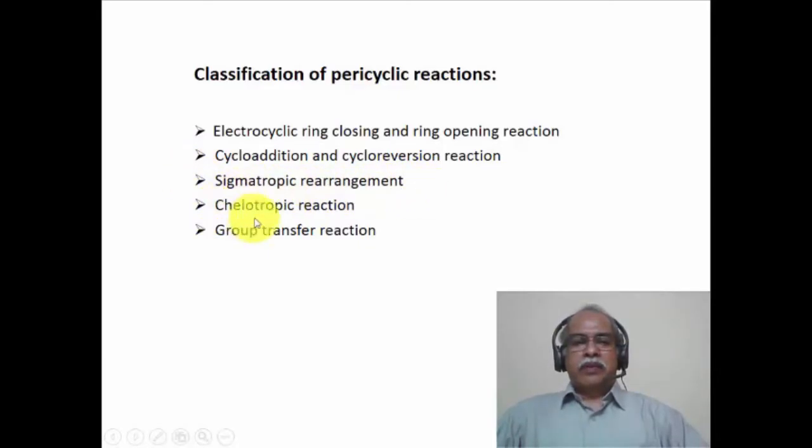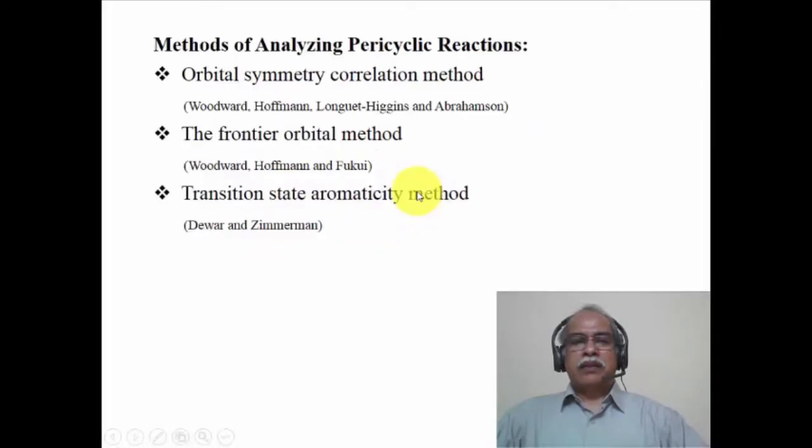The fourth kind of pericyclic reactions are the cheletropic reactions. Here small molecules like carbon monoxide, carbon dioxide, nitrogen and so on are eliminated during the course of the pericyclic reaction. And finally comes the group transfer reaction. These are reactions where, for example, a pair of hydrogen atoms are transferred in a pericyclic manner or in a concerted manner to undergo a hydrogenation reaction. We'll see some examples of the group transfer reaction towards the end of the session. We'll start with the methods of analyzing pericyclic reactions.